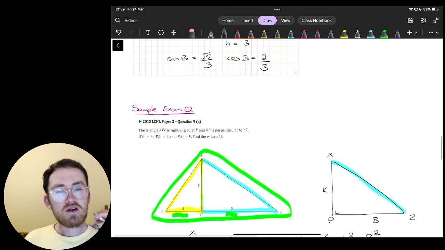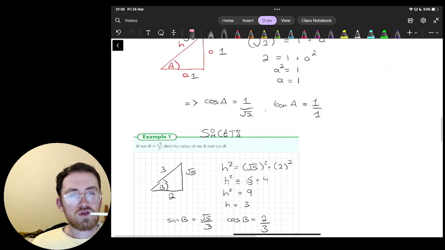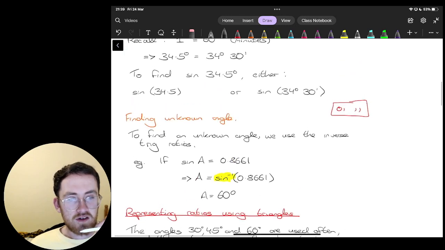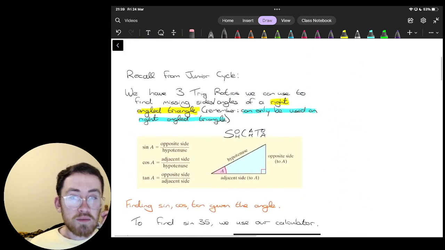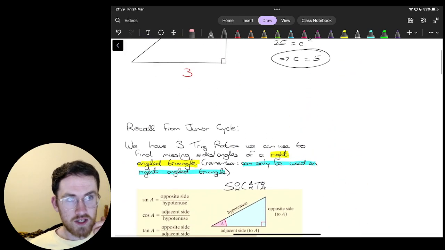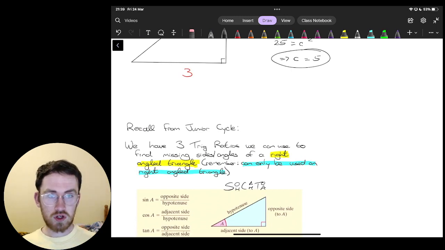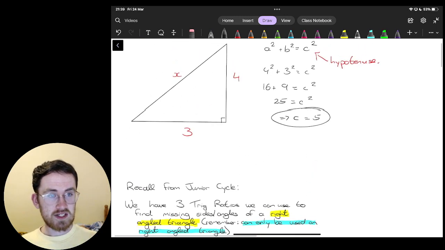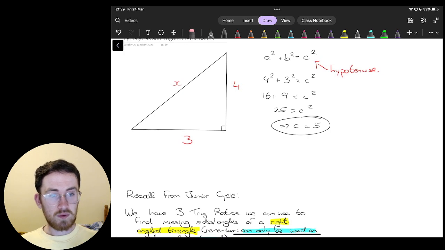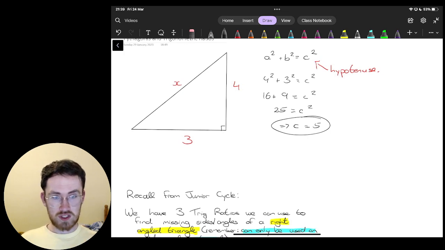So you can see it's important to just make sure you're happy with all those ratios, that you're happy with Pythagoras, because as we've said, those will come up as smaller parts in bigger questions, but you need to be able to do those earlier parts because they're taken as known and well understood from your junior cycle work. So it's important that they are well understood and that you're confident using them.